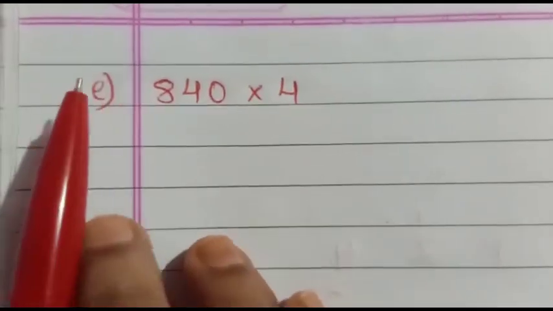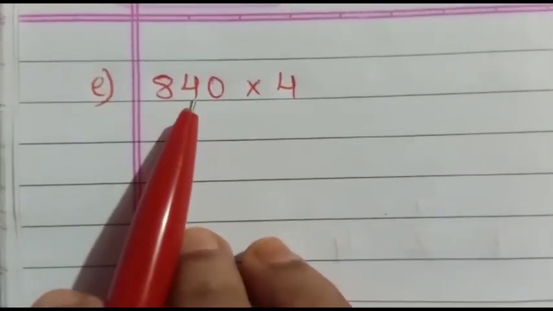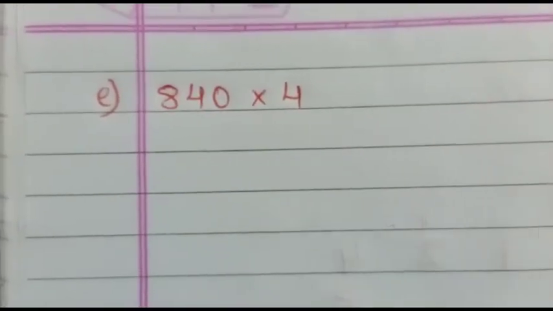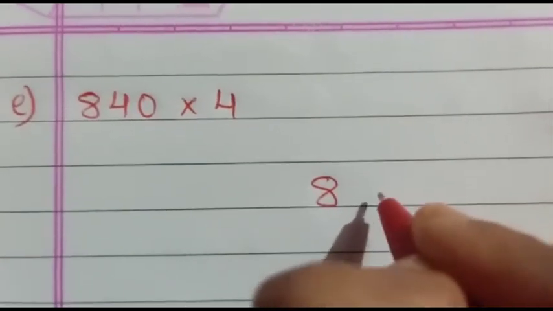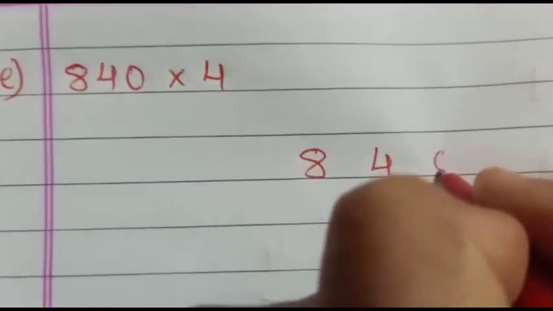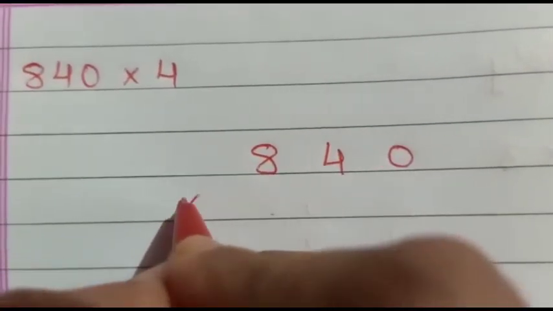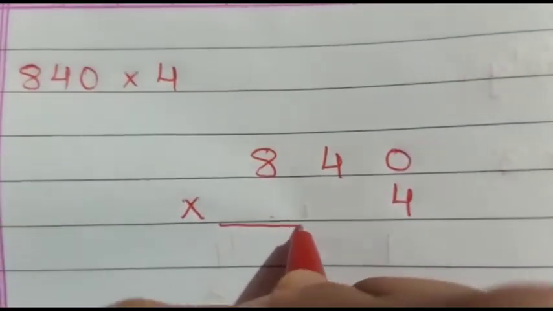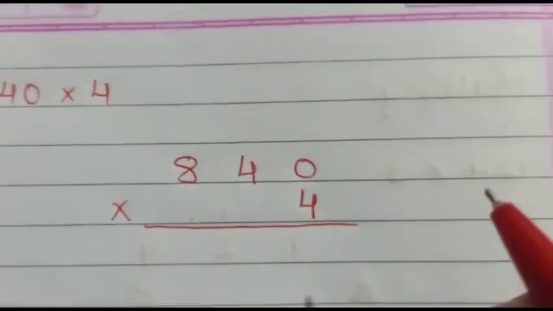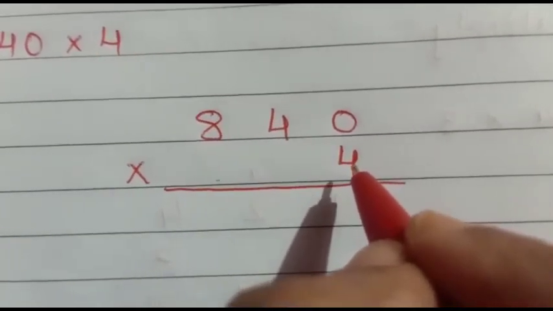Now students, let us solve the E1. E1 is 840 multiplied by 4. Okay, so let us see now. 840 multiplied by 4 you will write at units place. Okay, in this way you have to write the question. Now let us do the multiplication.